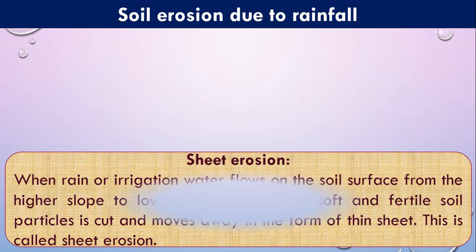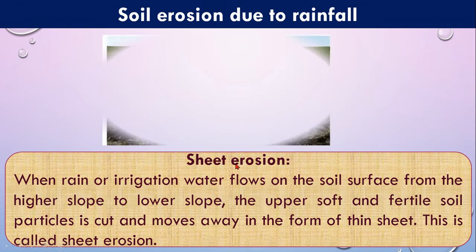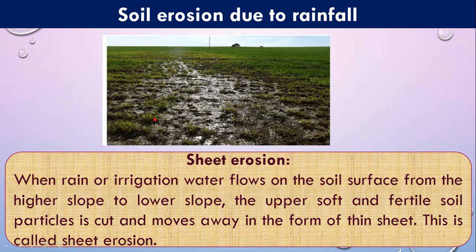First one is sheet erosion. If you have a look at this picture, you can easily understand what sheet erosion is. That means when rain or irrigation water flows on the soil surface from a higher slope to a lower slope, from one place to another, the upper soft and fertile soil particles are cut and move away in the form of a thin sheet. This is called sheet erosion.